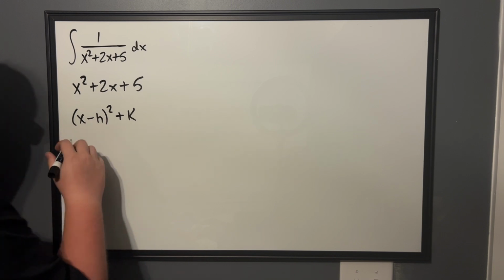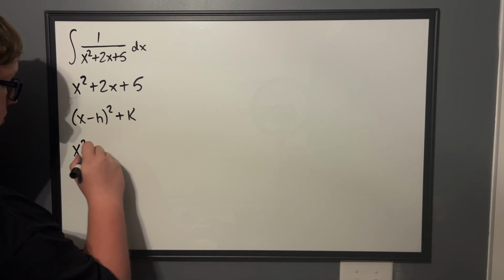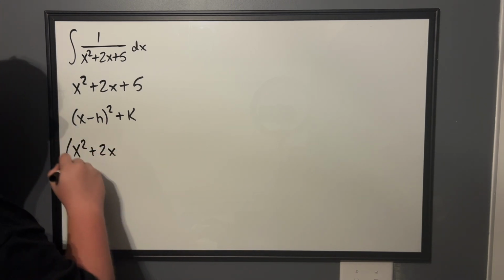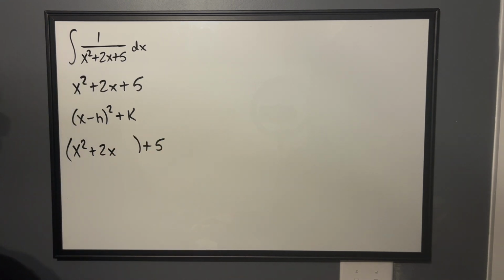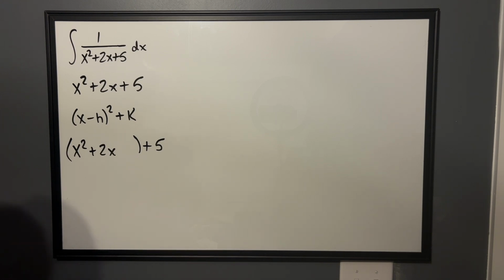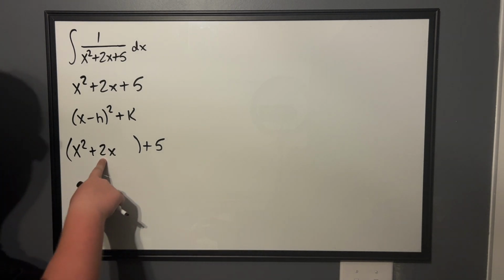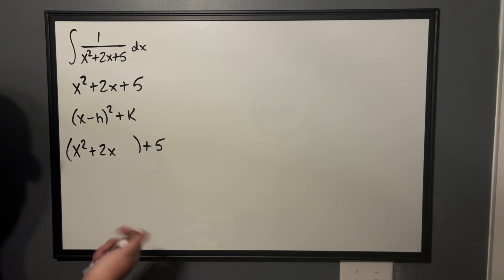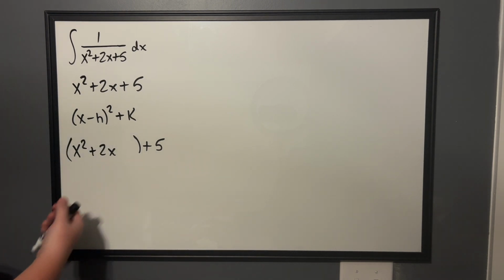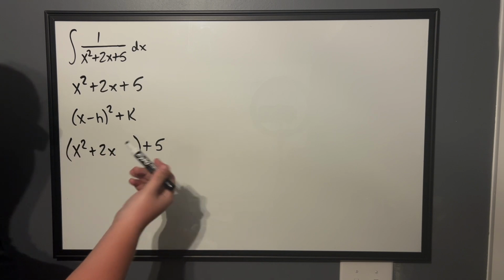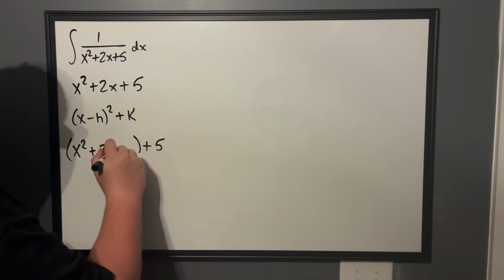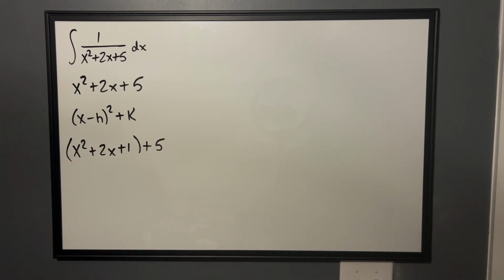Now, what we're going to do is write x squared plus 2x, leave a little bit of room here, and put parentheses around it. And then we're going to have the plus 5. The process for completing the square is to divide the middle coefficient, the b coefficient, by 2, so we get 1. And then we square that number. So we square 1, and we add what we get. So we're going to add 1 to what we just wrote down.